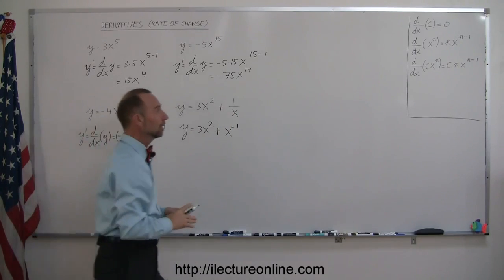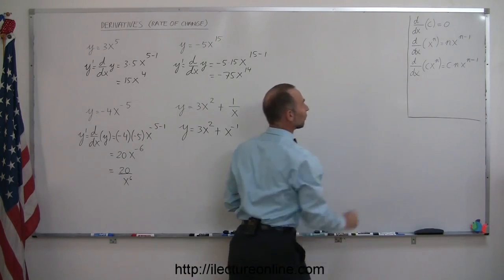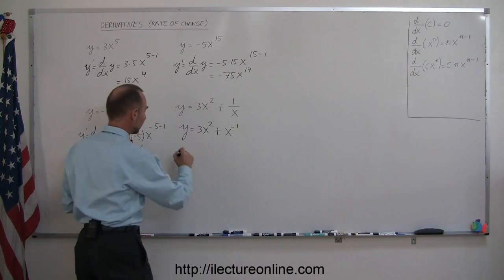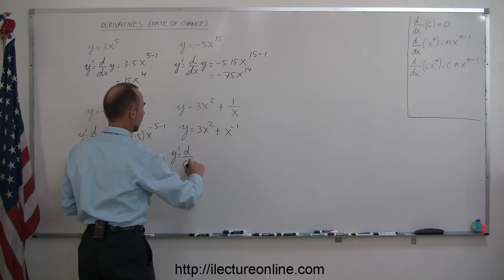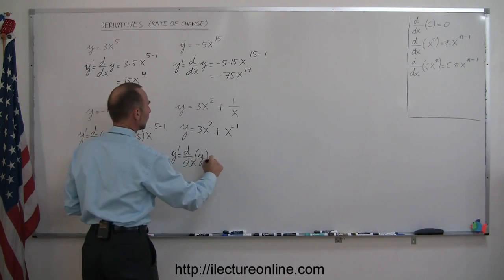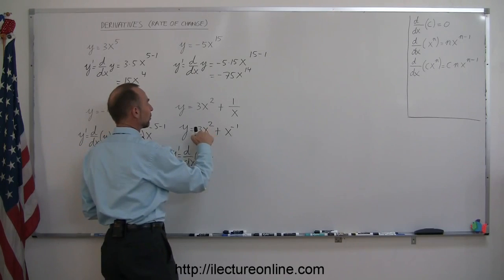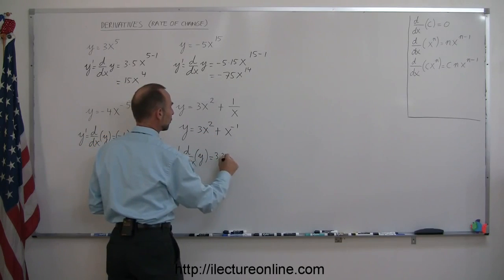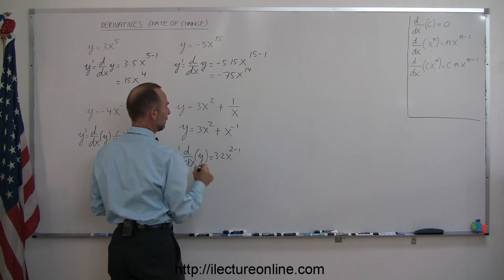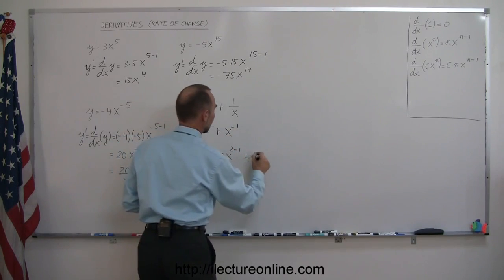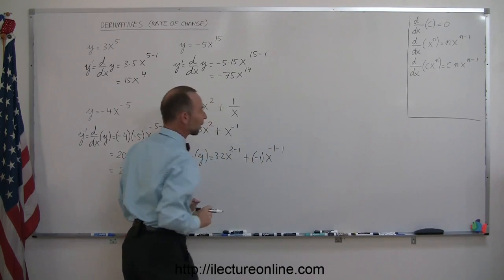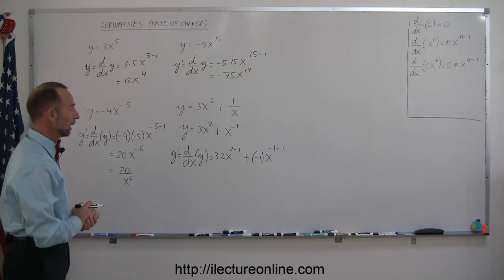And now we again employ the rules that we have here to the side. So we can say that y prime, which is the same as saying the d dx of y, is equal to, we bring the exponent down, so we have 3 times 2x to the exponent minus 1, plus, we bring the exponent down, a minus 1 times x to the minus 1 minus 1. We subtract 1 from the exponent, regardless if positive or negative.